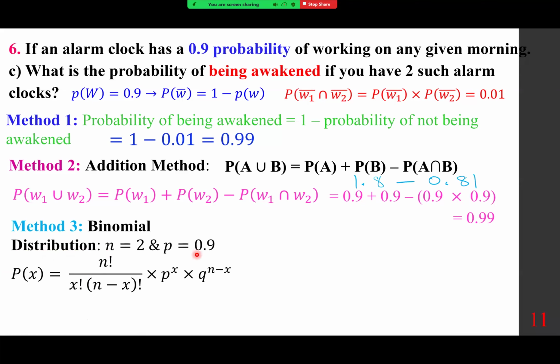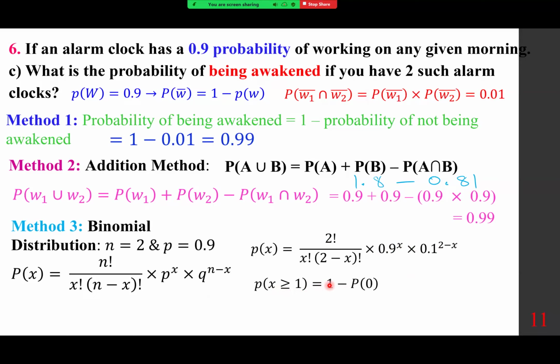Here's the third method, using the binomial distribution. N is 2, P, the probability of working, is 0.9. And in this case, N is 2, P is 0.9, Q is 1 minus that, or 0.1. So we replace the N with 2, we replace the P with 0.9, Q with 0.1. I hope you remember when I was discussing boys and girls, I mentioned if the two are different, you know which one is which. So probability of X larger than or equal to 1, as long as one of them works. So that's why you say probability of X larger than or equal to 1.